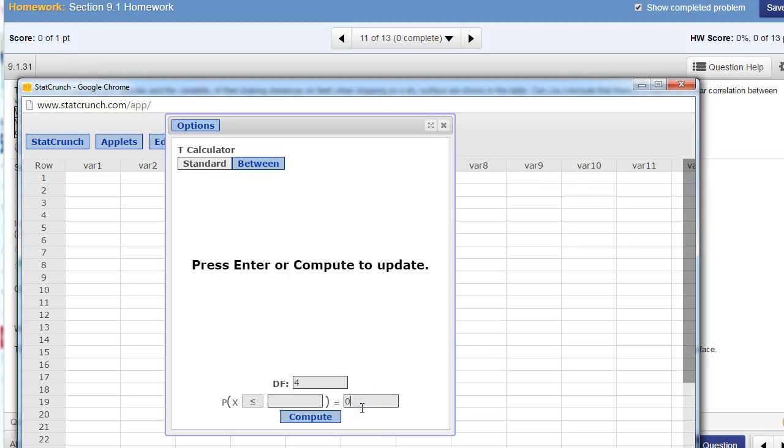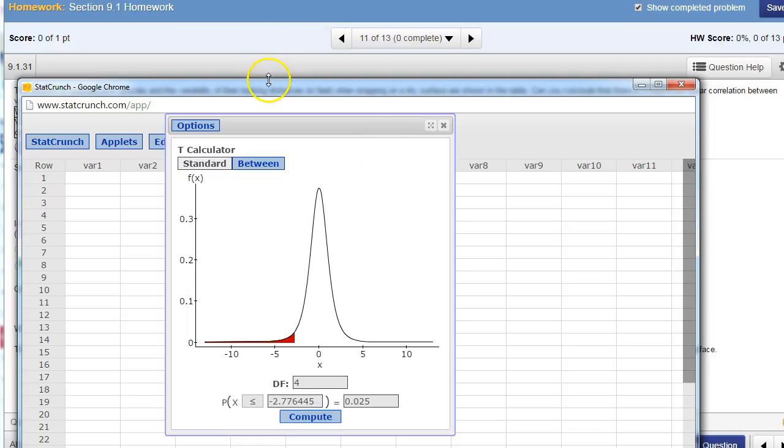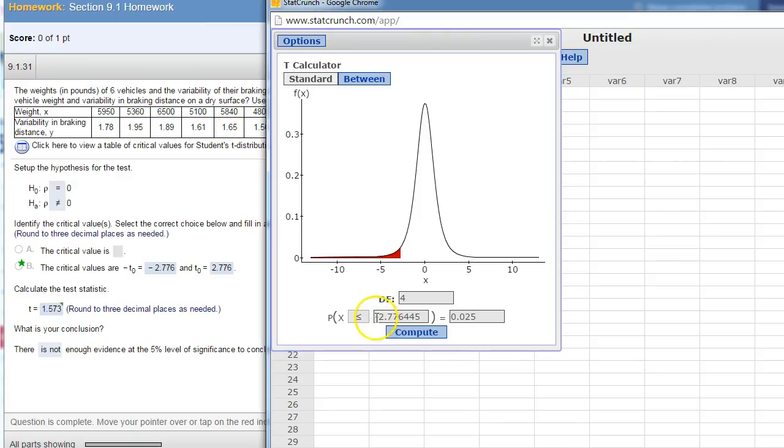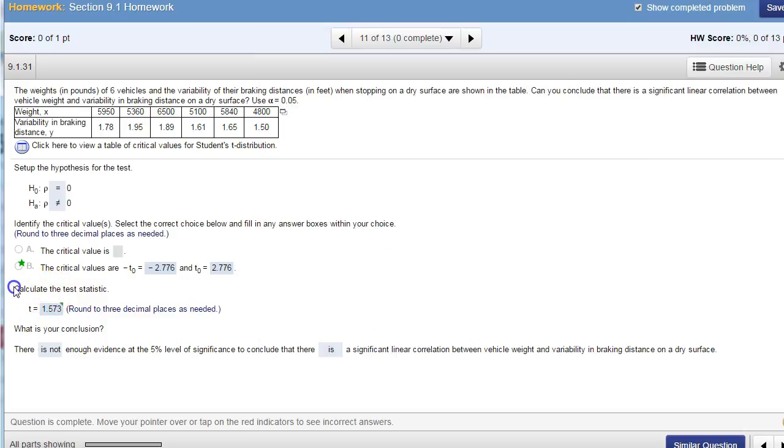And my alpha value is 0.025. And when I look at that, my critical values are negative 2.76445, rounding it off, negative 2.766, and 2.766. So once I know the critical values, my next step is to find my test statistic.